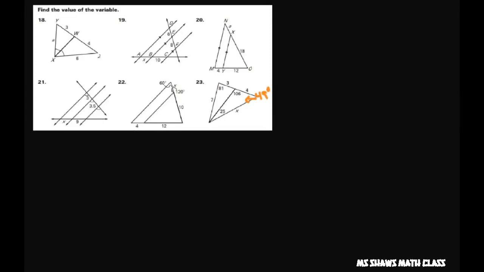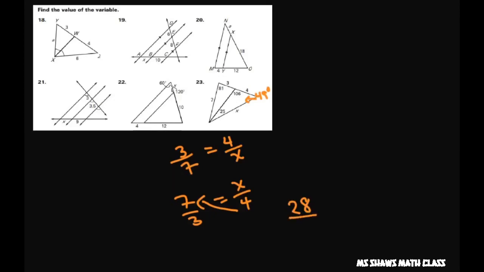All right. So what we can set this up as is 3 is to 7 as 4 is to x. Or we can write 7 is to 3 as x is to 4. You cross multiply. It gives 28 divided by 3. And 3 goes into 28 9 times with 1 left over. So that's 9 1/3.